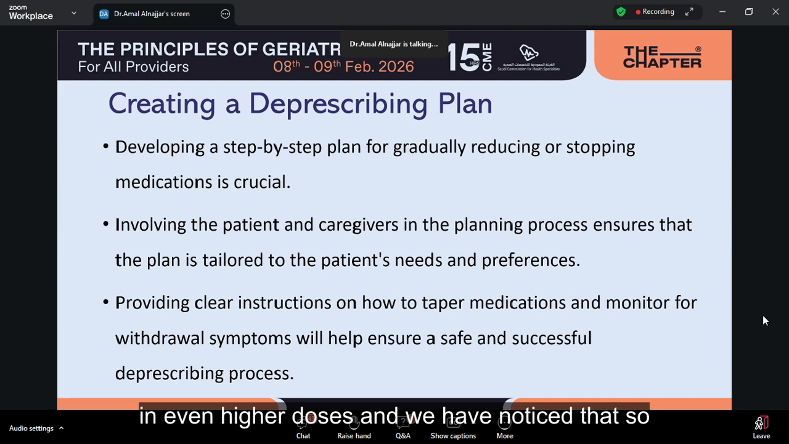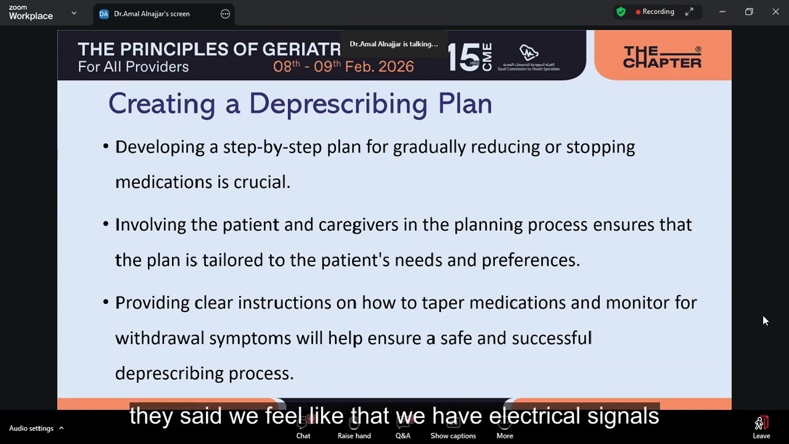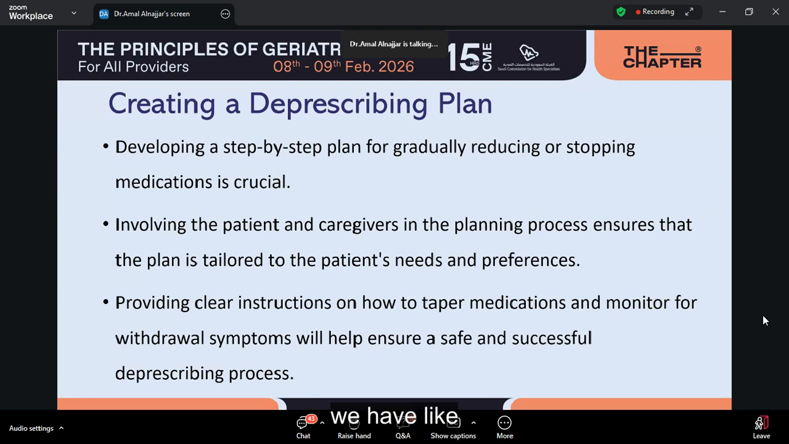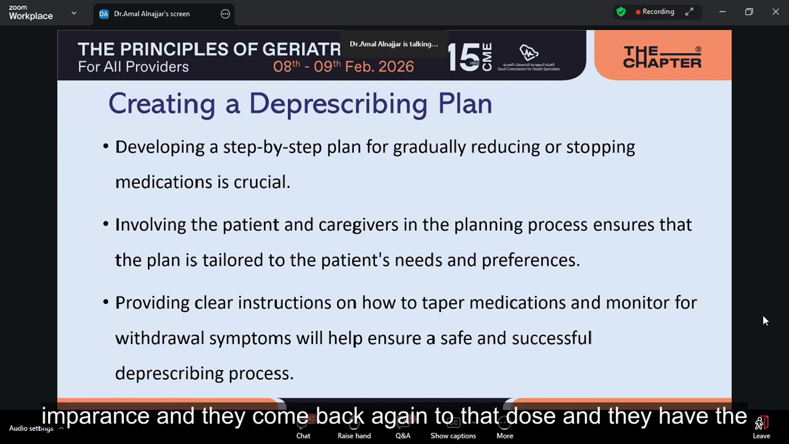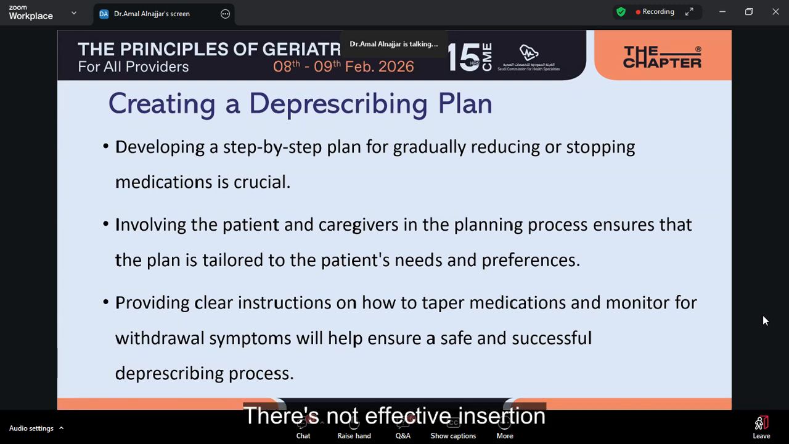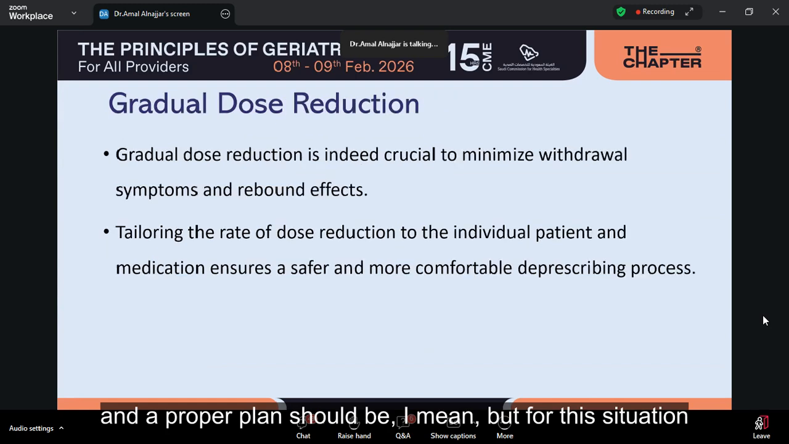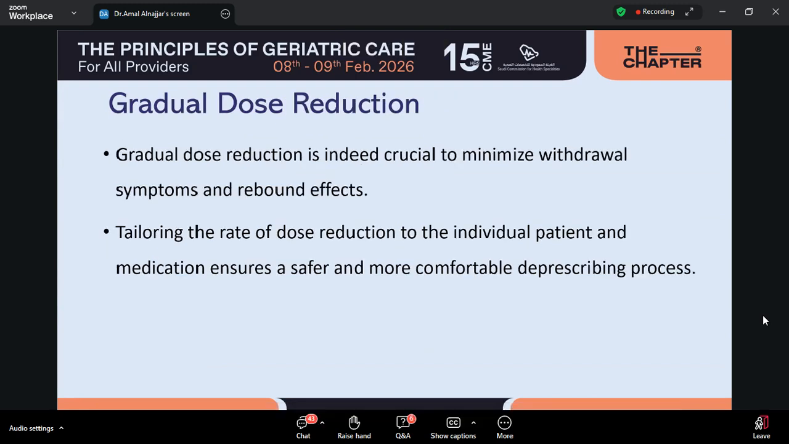And we have noticed that so many times with patients who used to take SSRIs, when they abruptly stop the SSRIs, they said, we feel like we have electrical signals, we have like an imbalance, and they come back again to that dose. And they have the feeling that since they stopped the medication for a couple of days, it's not effective in its regular dose, they have to double the dose. All these things should be considered, and a proper plan should be put for this situation.